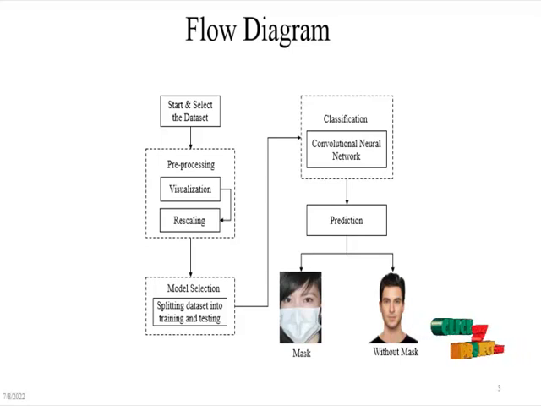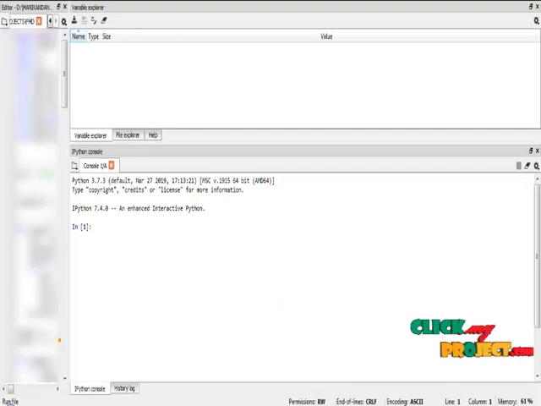After converting to an array, we need to split the data into a training dataset and a testing dataset, and then it goes into classification. In classification, we use the convolutional neural network deep learning algorithm to train on the mask and without mask images and predict the results: if it is a mask, it will show mask, if it is without mask, it will show the result as without mask, and finally generate the result in the form of metrics like accuracy, precision, recall, and F1 score. I am going to run my project in Anaconda Navigator Spyder IDE.